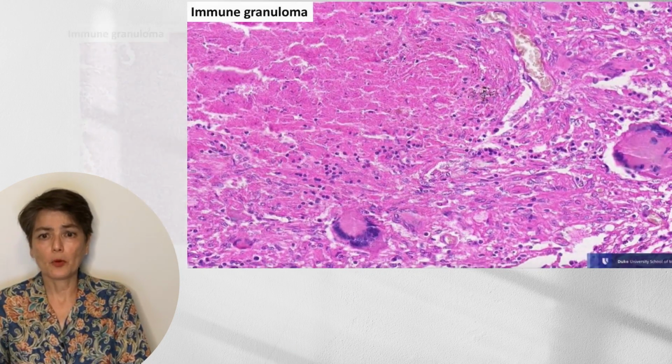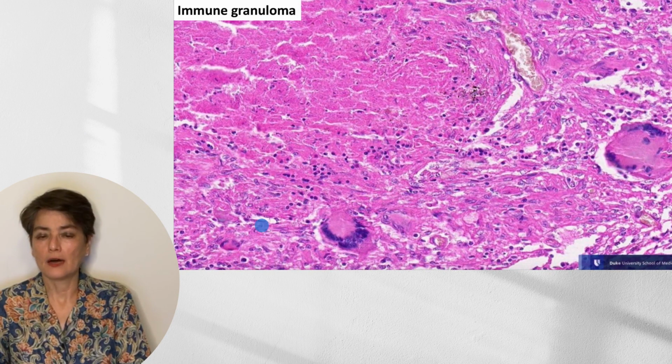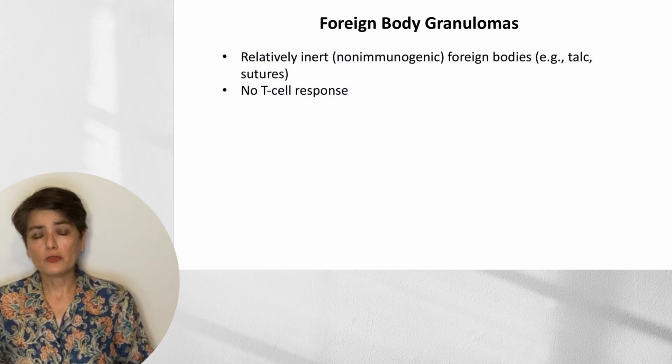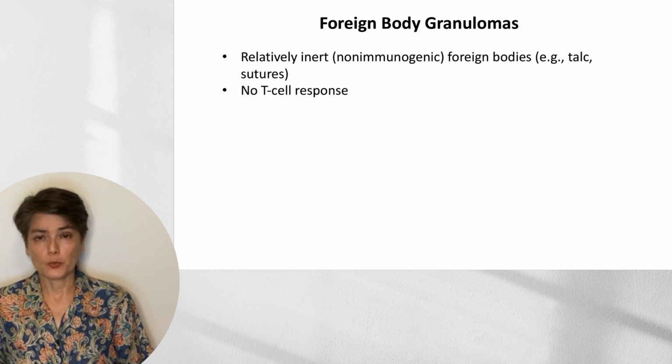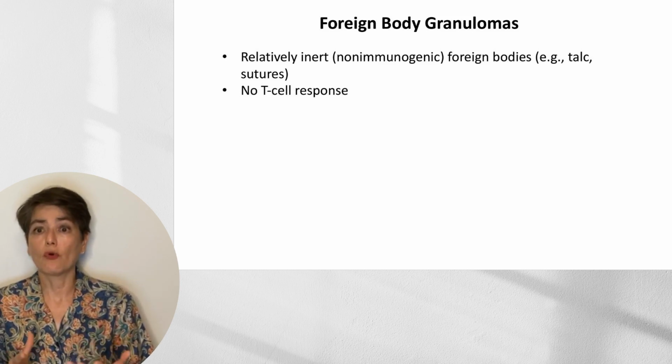I can't finish up without another classic example of tuberculosis granuloma. Here we have our beautiful multinucleated giant cells and our caseous necrosis. So now let's move on to the other type of granulomas, which is foreign body granulomas. And we see this when we have some sort of relatively inert, which is to say non-immunogenic foreign body.